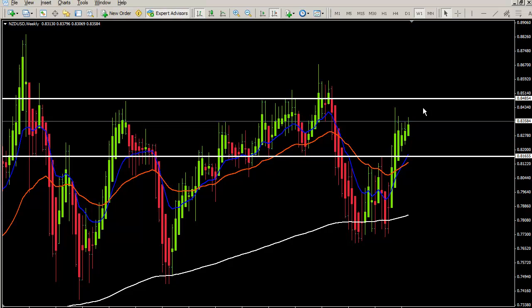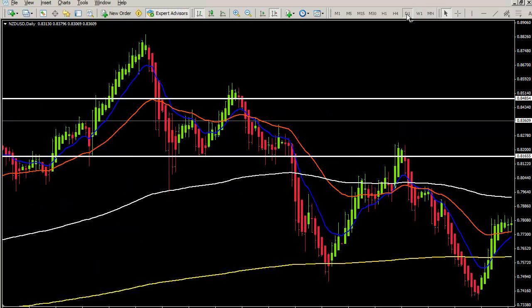We have to move to, yes, there we go. Slowly the answers are coming in. Move to lower time frames, right? The next lower time frame would be the daily chart.